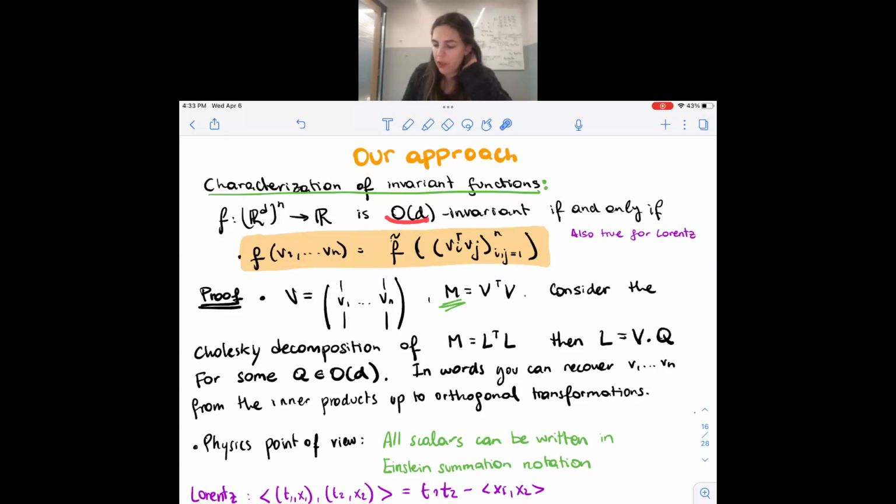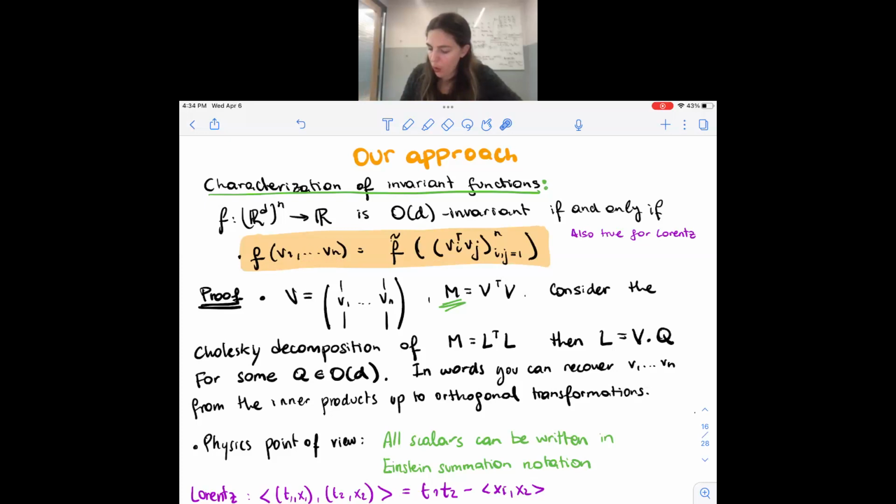One way of seeing this is very simple. Say that M is the matrix of inner products. Then you can recover the vectors that produce these inner products by doing something like the Cholesky decomposition. And you can recover these vectors up to rotations, or up to orthogonal transformations. So that tells you that having the inner products suffices to create this function. The other direction is easier, because if the function is O(d) invariant, then the inner products don't change when you apply an element of O(d) to your inputs. Does that make sense?